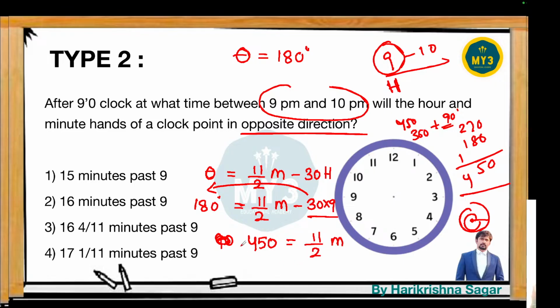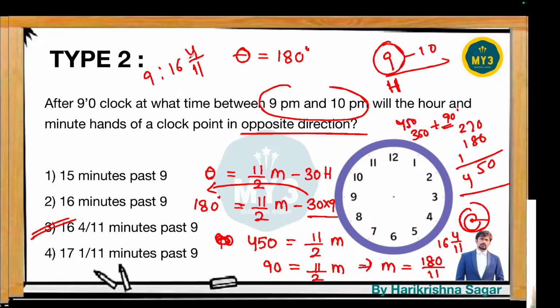If you solve this further, you will get a minute value which is more than 60. That is the reason you have to take 450 as 360 plus 90. After one circle there is 90 extra. So now you can solve it. The m value is going to be 90 into 2, which is 180 by 11. So 180 by 11: 11 ones are 11, we are left with 70, 11 sixes are 66, we are left with a remainder of 4 by 11. So 16 4 by 11. That means the answer is 9 o'clock 16 4 by 11, when the minute and hour hands will be opposite with each other. We can also narrate it like this: 16 4 by 11 minutes past 9 o'clock.